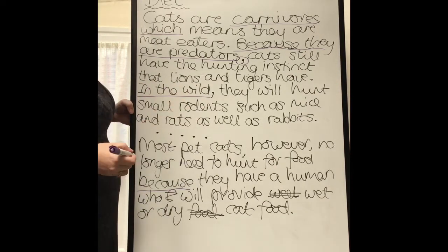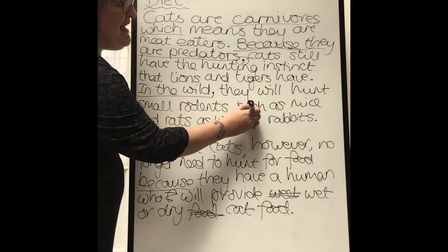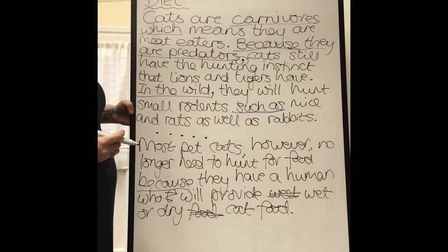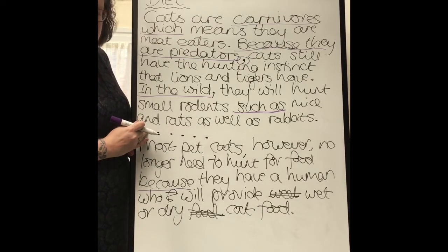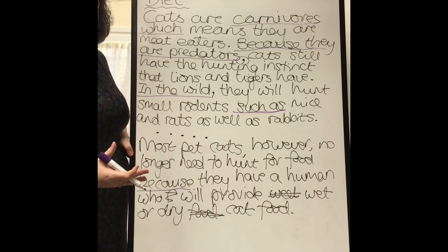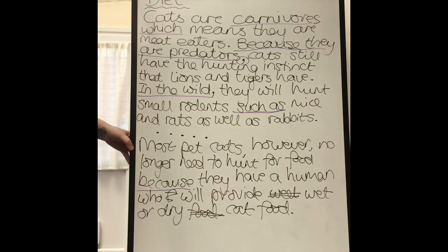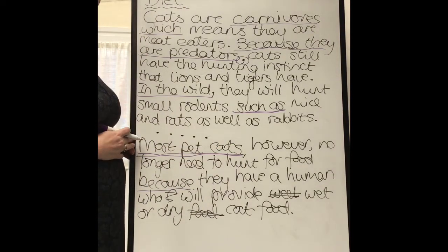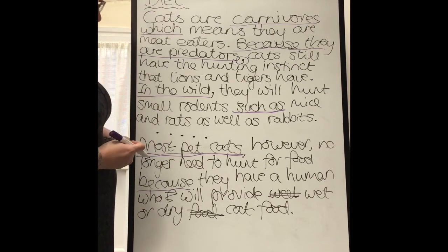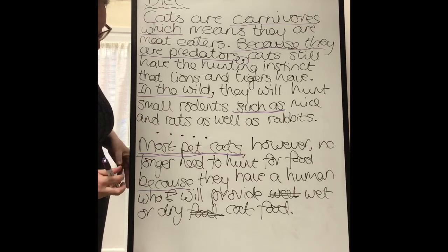In the wild, fronted adverbial of place. They will hunt small rodents such as, so I've expanded, I've given an example, such as mice and rats as well as rabbits. If I had the space, I would expand that. I would go on to talk about claws and powerful back legs. I might even go on to say that some cats are even fast enough to catch birds. I would then put in another generaliser, most pet cats. I'm not saying all of them, but most of them. Most pet cats, however, no longer need to hunt for food because they have a human who will provide wet or dry cat food.